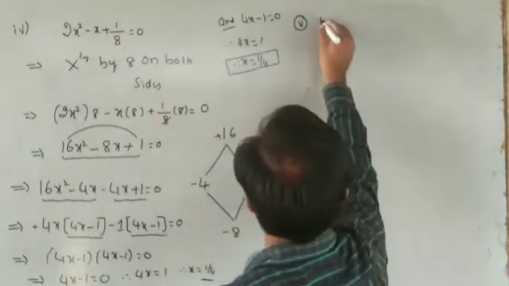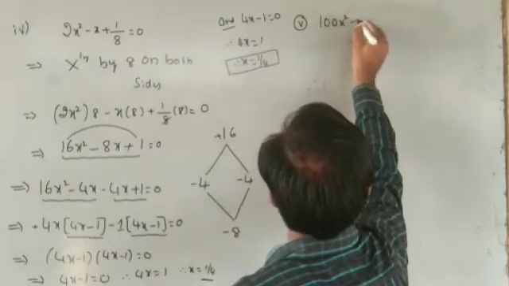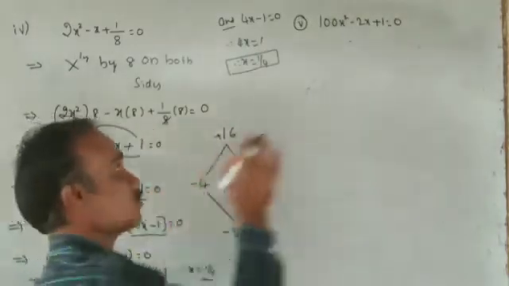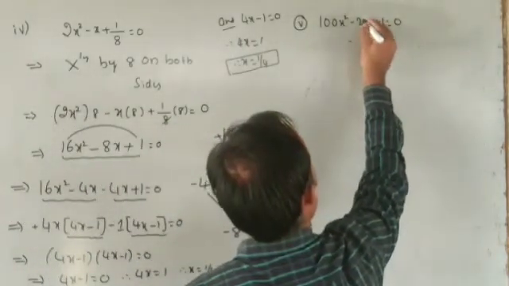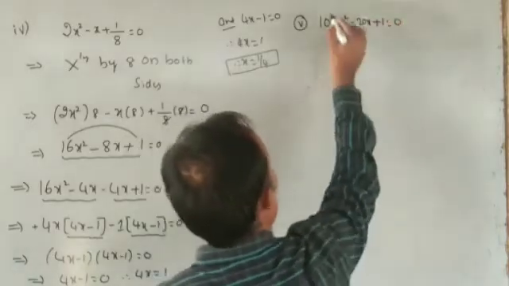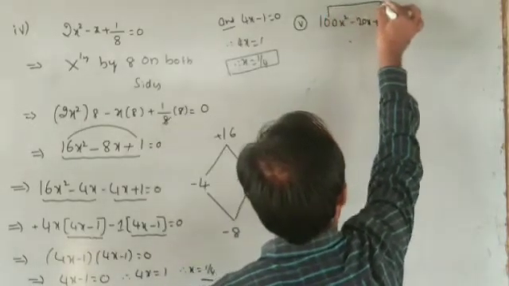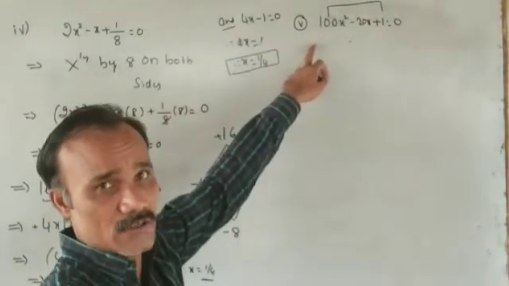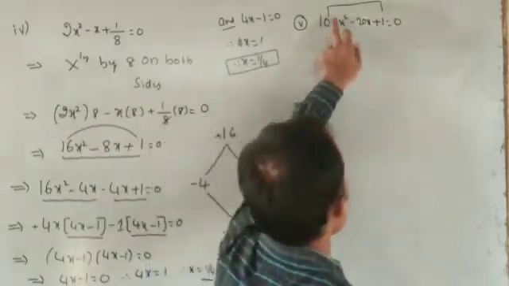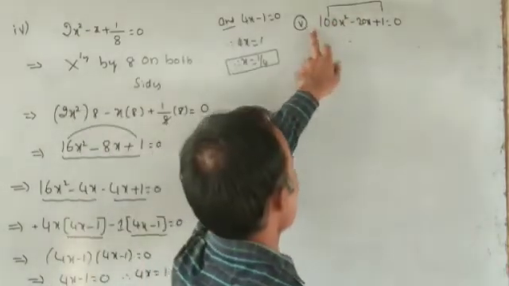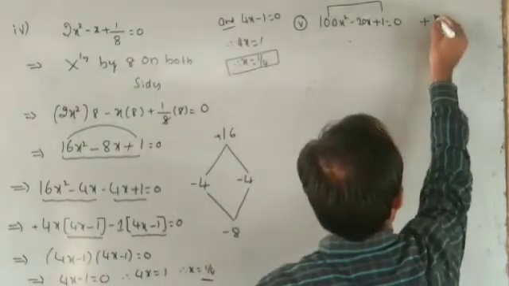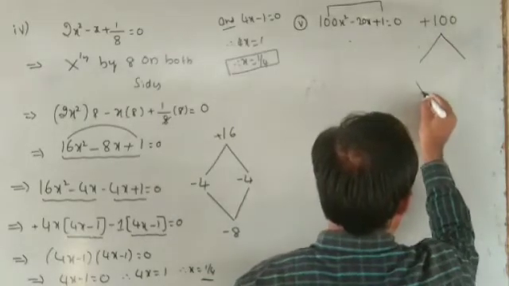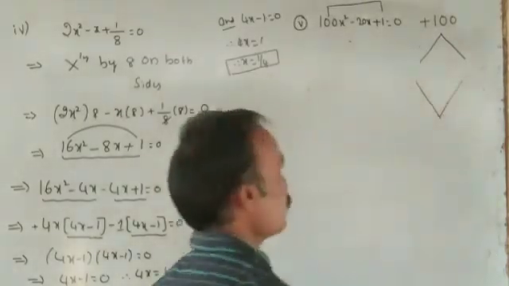So 100x square minus 2x plus 1 is equal to 0, not 2x, 20x. Again, this is already in the form of ax square plus bx plus c is equal to 0. Coefficient a is more than 1. So what you have to do? To see it, better you make a mark. Plus 100 into plus 1, the product of these two is plus 100. Find out the factors first.